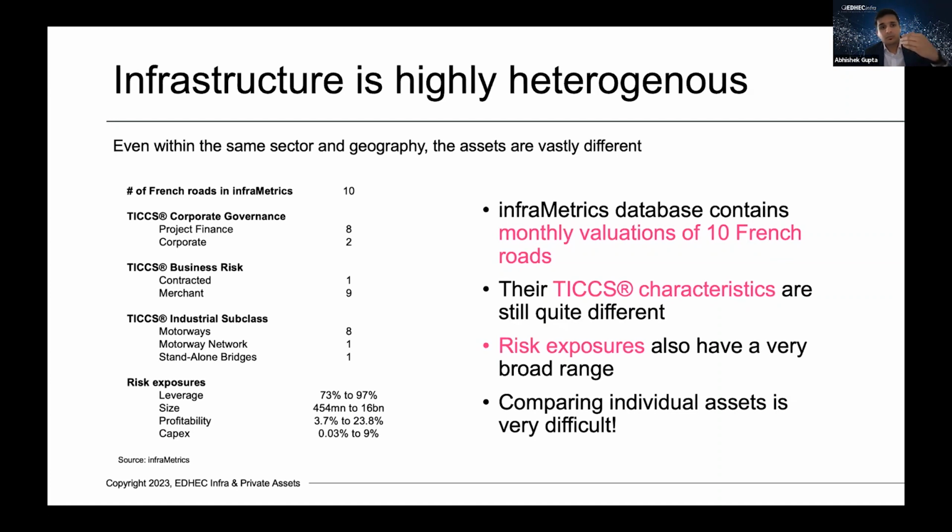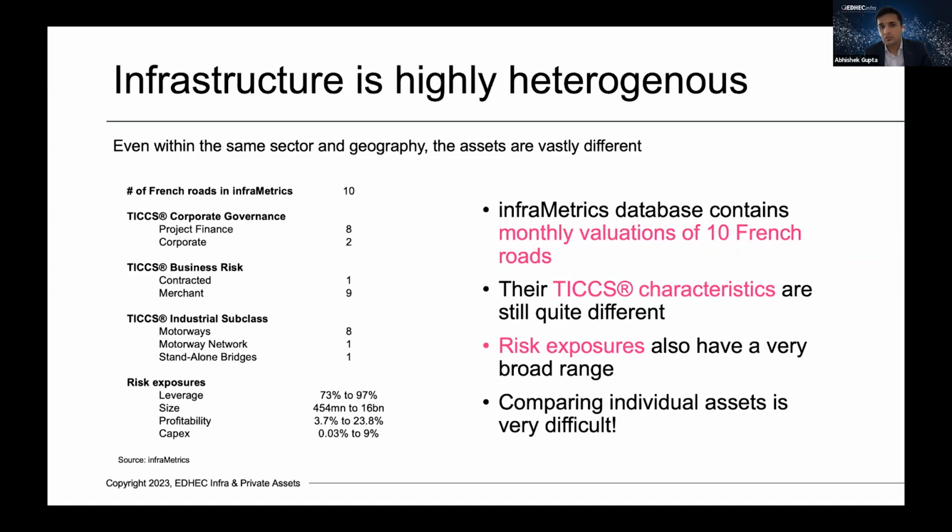So now, if you want to use this for comps, it's already a much better data set, but there are quite a few challenges even within this data set. If you look at the TICCS characteristics, they are quite different even between these 10 toll roads, and the risk exposures have a very wide range. So if you have to find something comparable from these 10 roads compared to your asset, it's a very challenging task. You need to look at different types of risks, different types of characteristics, and then try to see if the set of companies that you're left with is really alike to your asset?